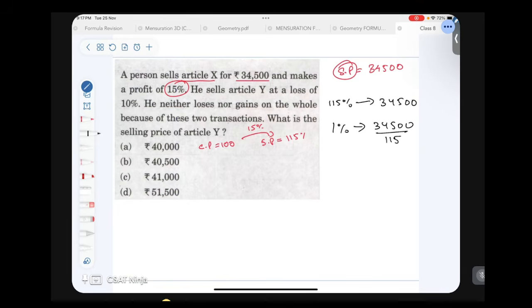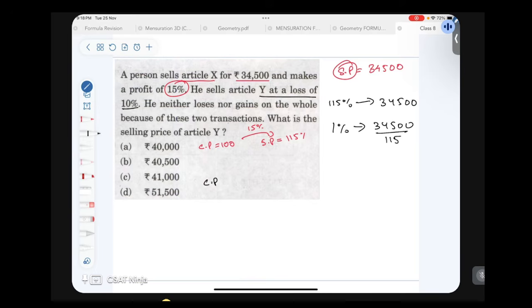Next, he sells the article at a loss of 10%. There is a loss, so another article Y. This group here is for X, and let us find for Y.